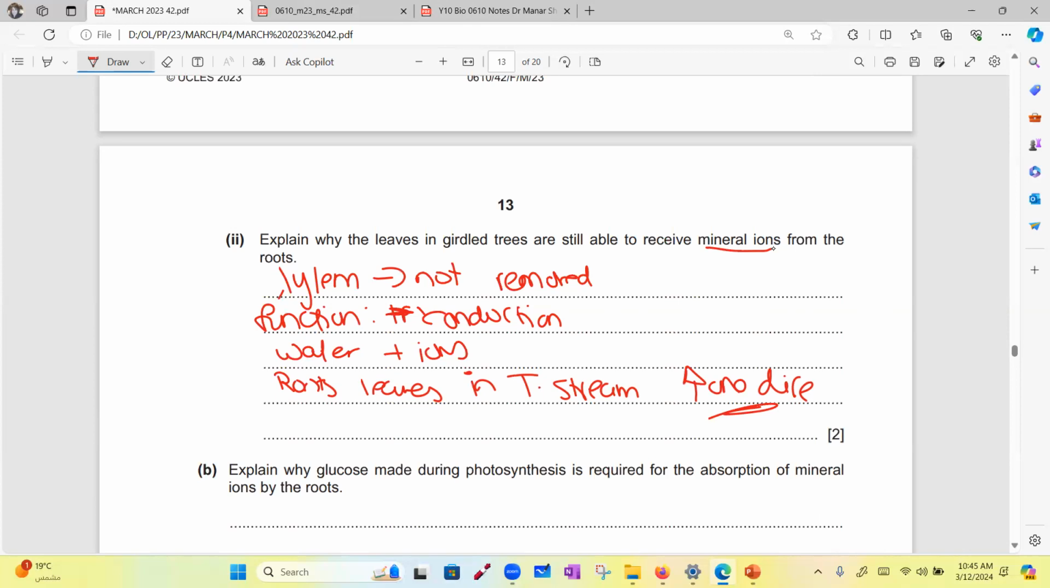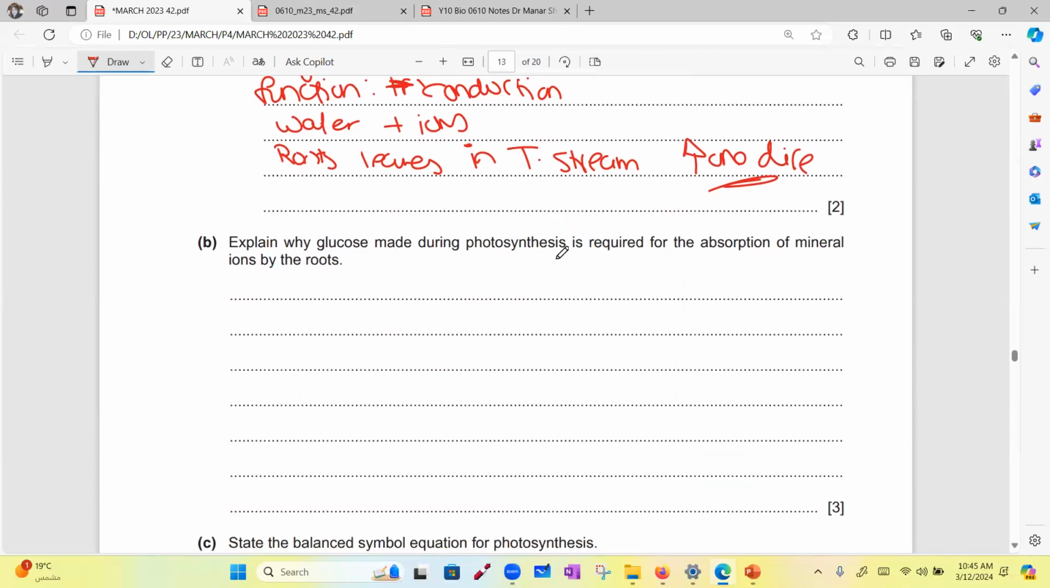No, they don't need. Explain why glucose made during photosynthesis is required for the absorption of mineral ions by the roots. Now again, if you understand the question, you will understand how easy it is. How are the ions absorbed by the roots, Habiba? Habiba, how are the ions absorbed by the roots? Which method? Very good.